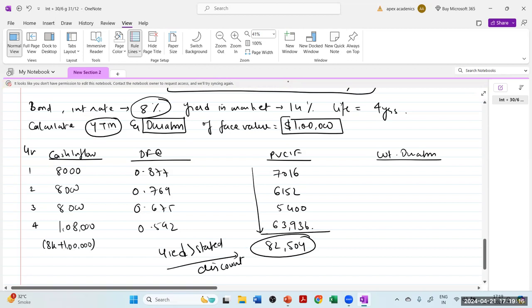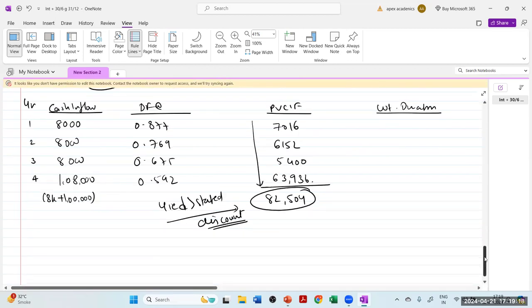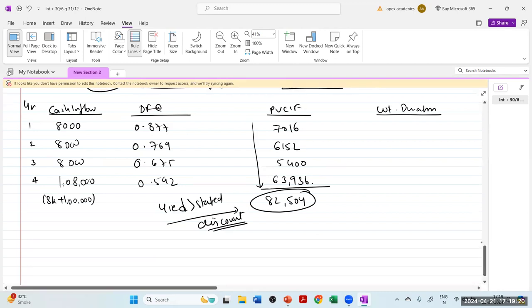Notice that when yield is greater than stated, you automatically come at a discount. Are you with me on that? Yes or no? Please tell me that. Discount. Yes or no? Okay.